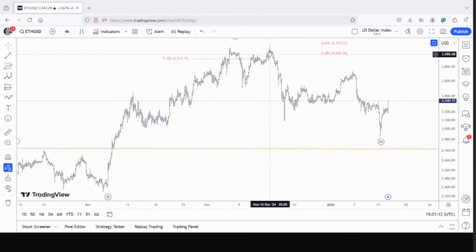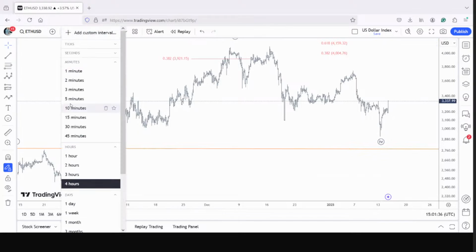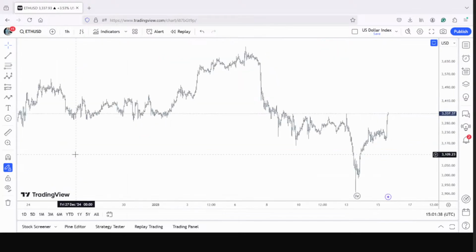It looks like a neat ABC corrective decline complete, and a new wave 5 rally has begun. But to get into this rally, if you are getting long right now, the stop loss will not change. It will go around 2900. Or better, wait for a corrective decline and get on the long side after that.